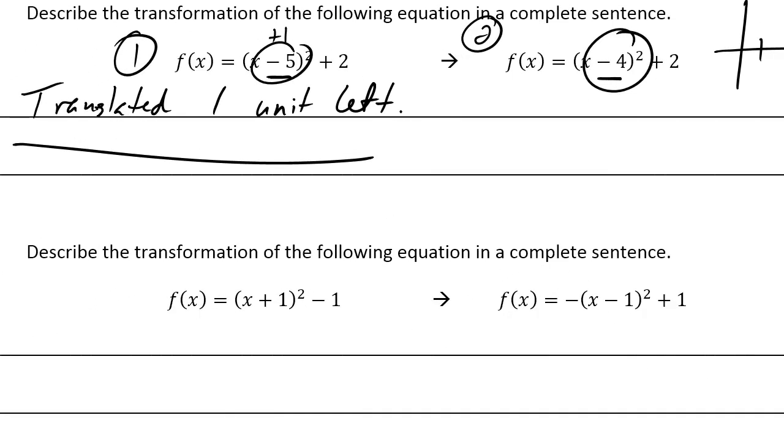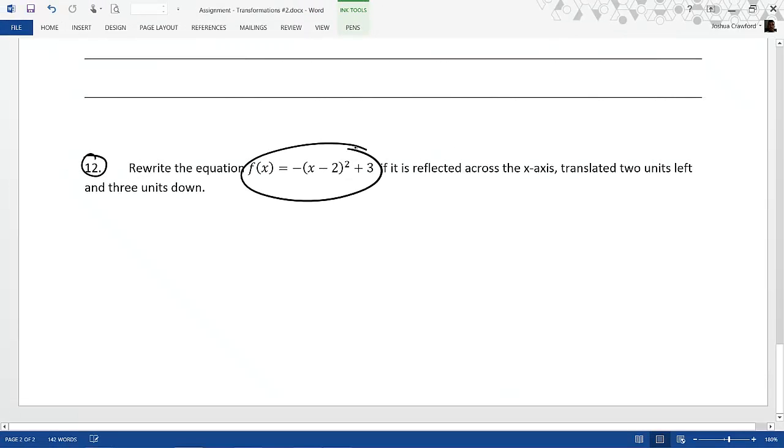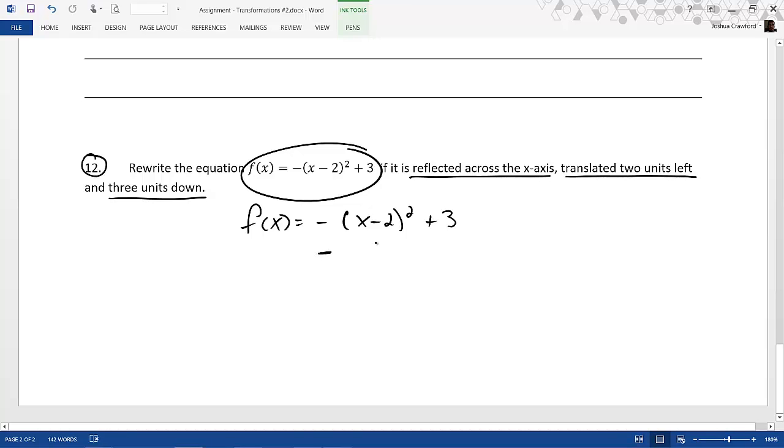Okay? Number 12. Last one. Rewrite the equation f of x equals negative (x minus 2) squared plus 3 if it is reflected across the x-axis, translated 2 units left and 3 units down. So let's go ahead and rewrite it. F of x equals negative (x minus 2) squared plus 3. Reflected across the x-axis means you put a negative on the outside of your function. So right here. All right. Translated 2 units left is a plus 2 on the inside. And then 3 units down is minus 3 on the outside.